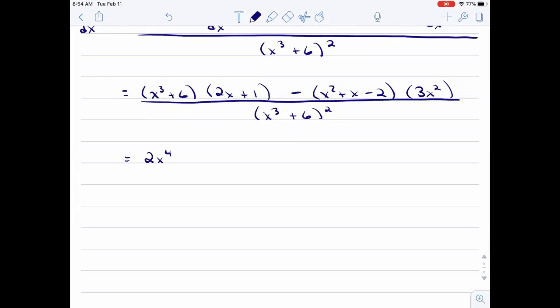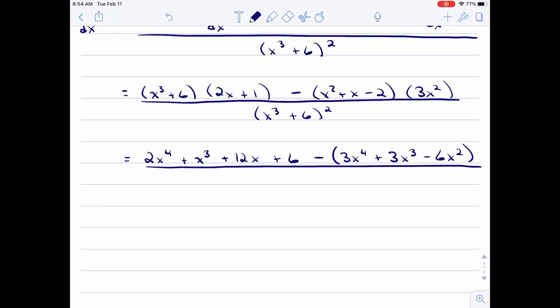2x to the 4th plus x to the 3 plus 12x plus 6 minus, and then I'll keep that negative outside the brackets for a little bit longer, just because I don't want to get ahead of myself and miss a negative. That would be bad. x squared times 3x squared is 3x to the 4th plus 3x to the 3 minus 6x squared, all over x to the 3 plus 6 squared.